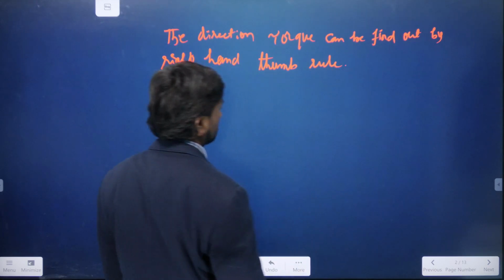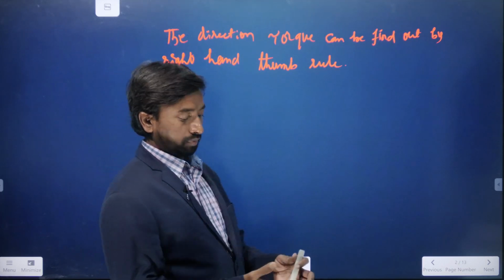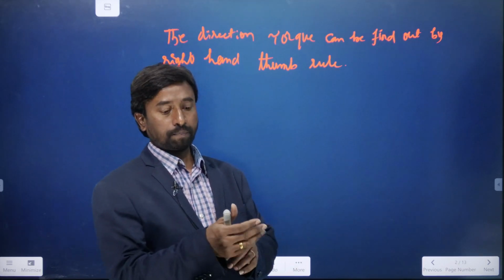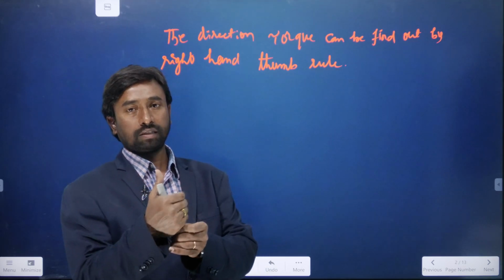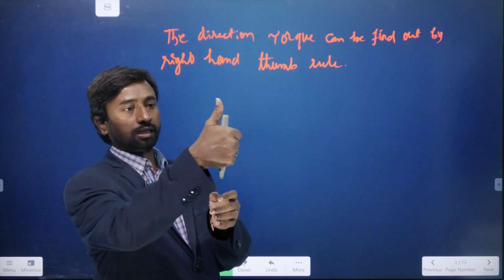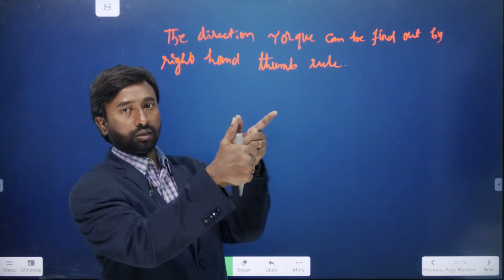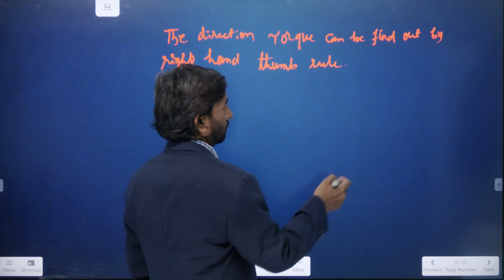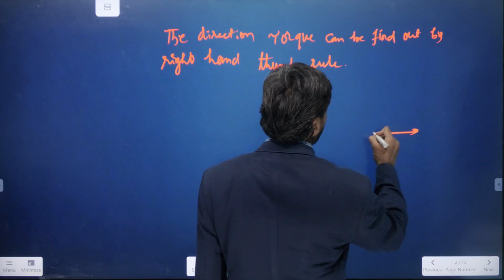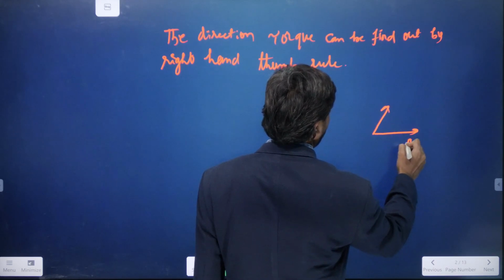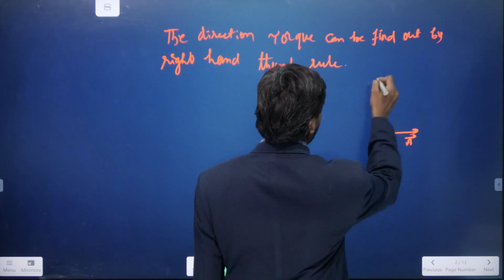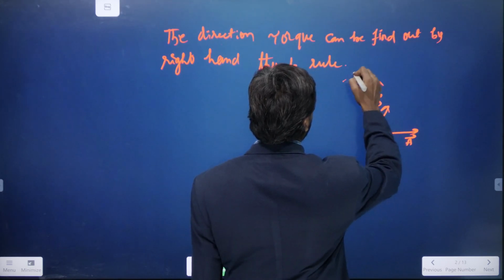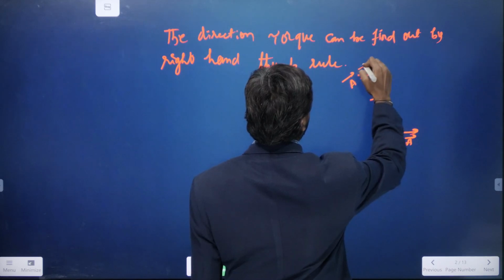So what is the right hand thumb rule? Suppose it is a right hand, then the curled fingers show the direction of the motion of the plane of the vectors, and the thumb indicates the direction of the torque. Suppose there are two vectors like this and like this. This is the A bar vector and this is the B bar vector, and it is moving like this. This is A bar cross B bar.